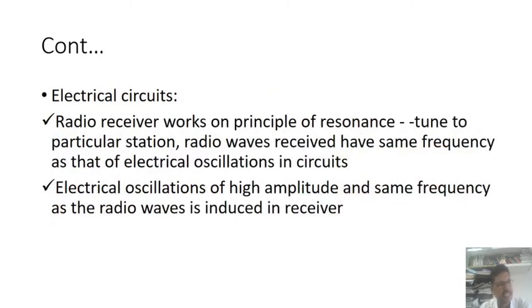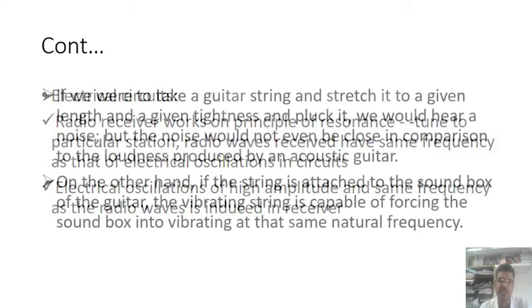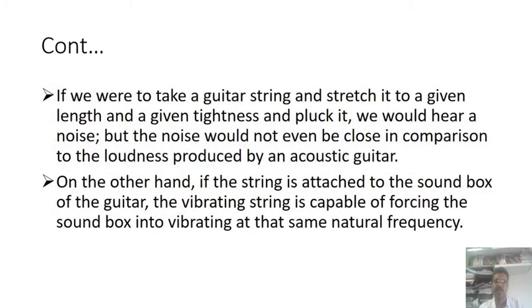In electrical circuits, radio receivers work on the principle of resonance, tuned to particular stations. Radio waves are received at some frequency, producing electrical oscillations in the circuit. The electrical oscillations have high amplitude and the same frequency as the radio waves in the induced receivers. So then here we know.